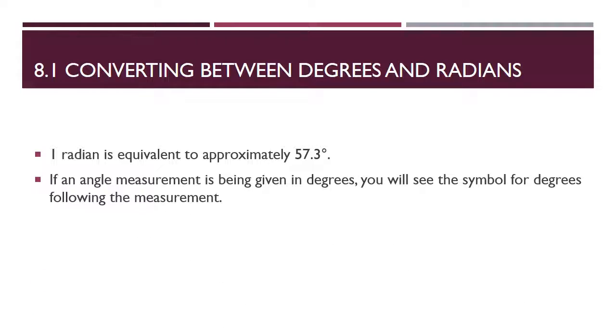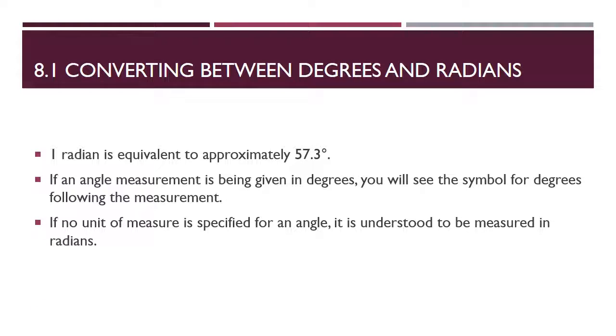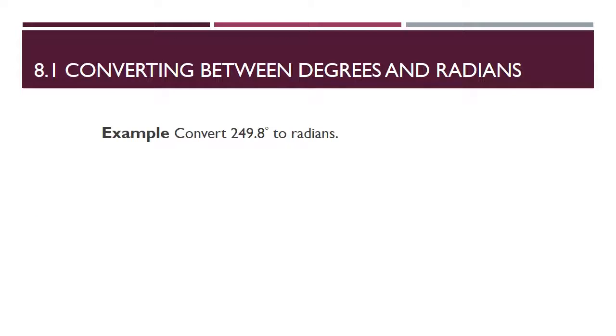If an angle measurement is being given in degrees, then you're going to see the symbol for degrees following the measurement. But if you don't see a symbol, then it's understood that the angle is in radians. So if you're wondering, look at the number. If it has a degree, it's degrees. If it doesn't, it's radians.